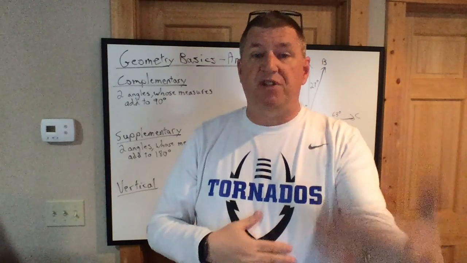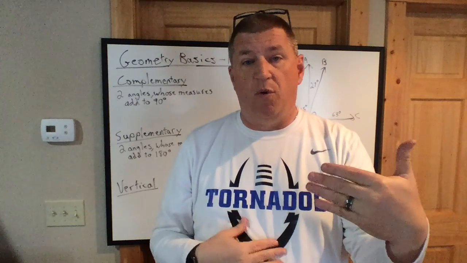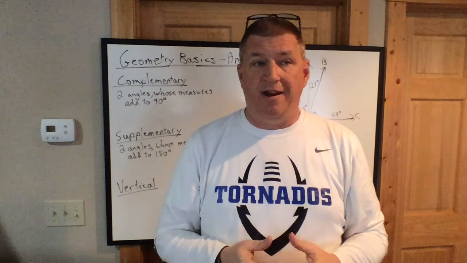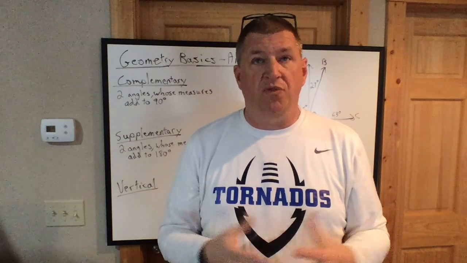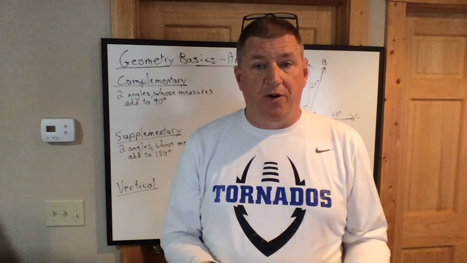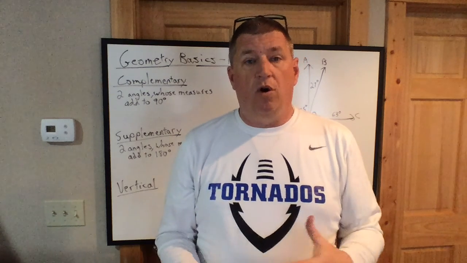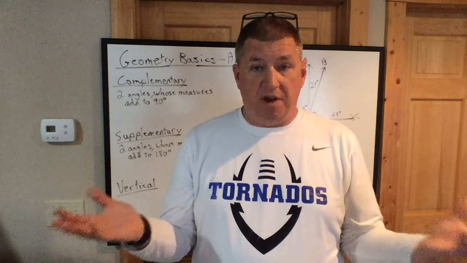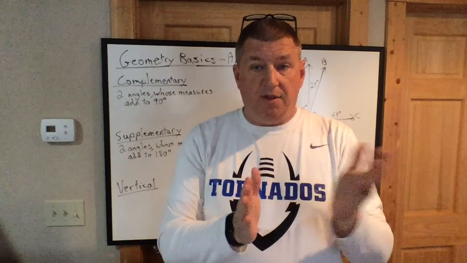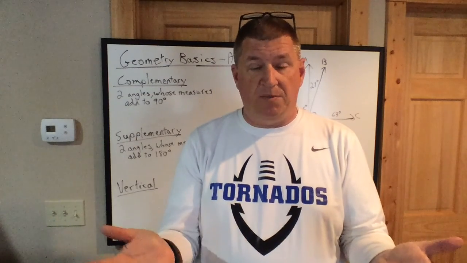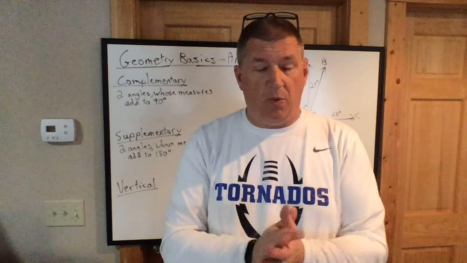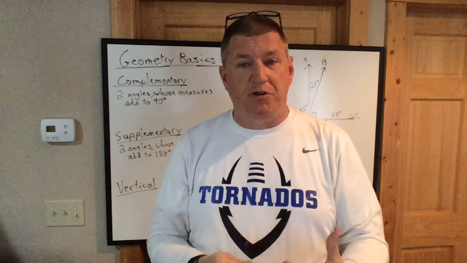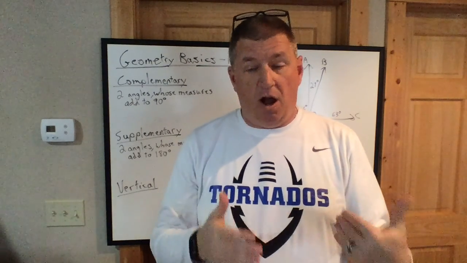The same thing works with supplementary, except the part that you're looking for there is to add together to be 180 degrees. So you're looking at an angle measure of 120 degrees and 60 degrees, or 130 degrees and 50 degrees, or two 90-degree angles. 90 plus 90 gives me 180. 60 plus 120 gives me 180. 50 plus 130 gives me 180. All of those would be supplementary angles because their measures add to give me 180 degrees.